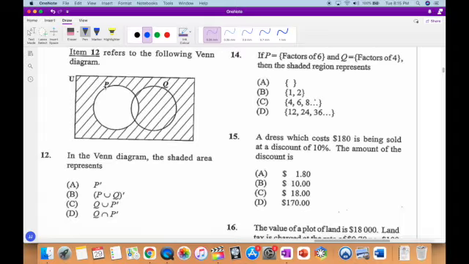A. In the Venn diagram, the shaded area represents, so the shaded area looks like everything outside of P, so it looks like P complement.